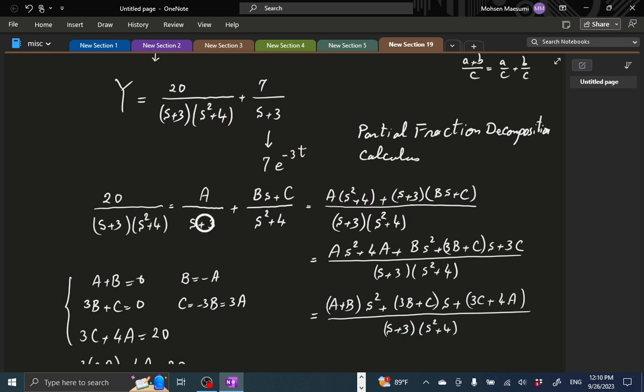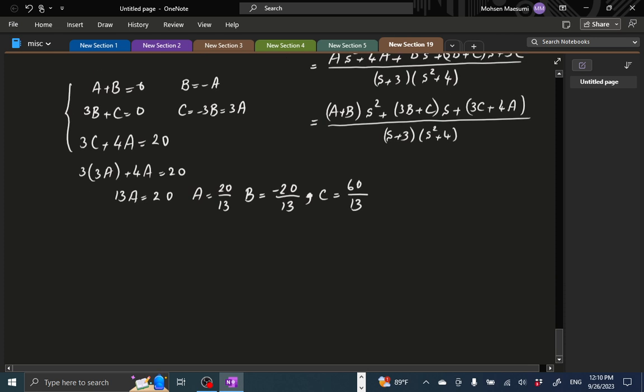If the term in the denominator is linear, this is just a number. If the term in the denominator is quadratic, then this is going to be linear. Then we went ahead and found a, b, c. So we had a system, we solved it, we found a, b, c. And once we have that, we have the expression for y. So let's go write y.